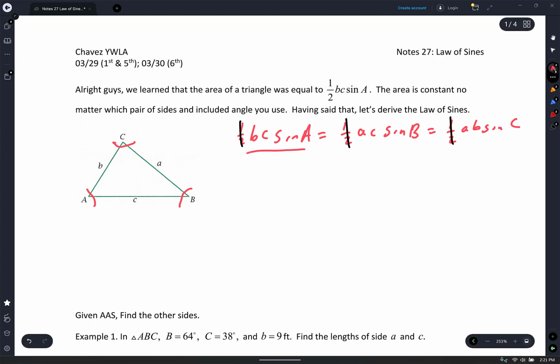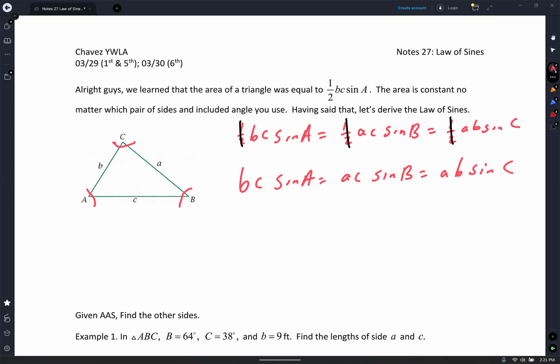And I'm going to divide all three of those. So let me rewrite it. So I have this: BC sine A is equivalent to AC sine B is equivalent to AB sine C. That is a true statement. Now I'm going to go ahead and divide by ABC.